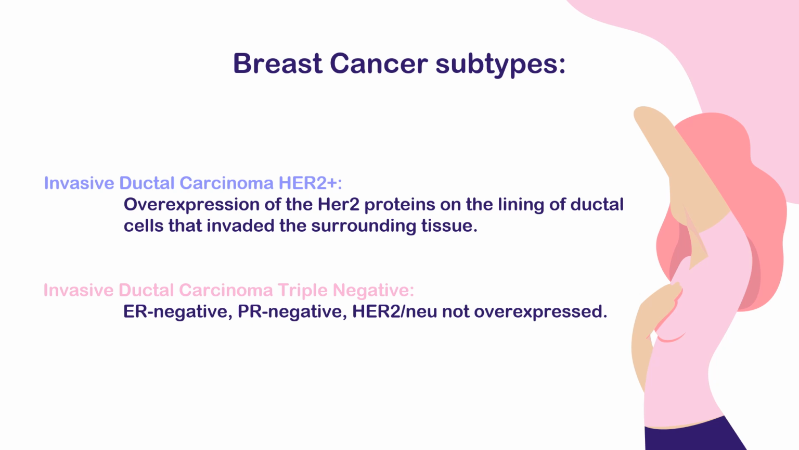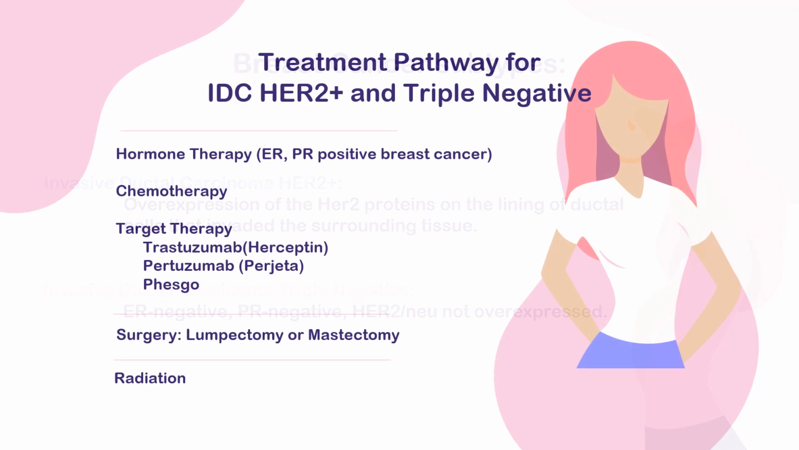Now let's look back at our two breast cancer subtypes and break them down. Invasive ductal carcinoma HER2 positive means overexpression of the HER2 proteins on the lining of the ductal cells that invaded into surrounding tissue. And invasive ductal carcinoma triple negative, on the other hand, lacks the expression of hormone receptors as well as the HER2 proteins on the lining of the ductal cells that invaded into surrounding tissues.